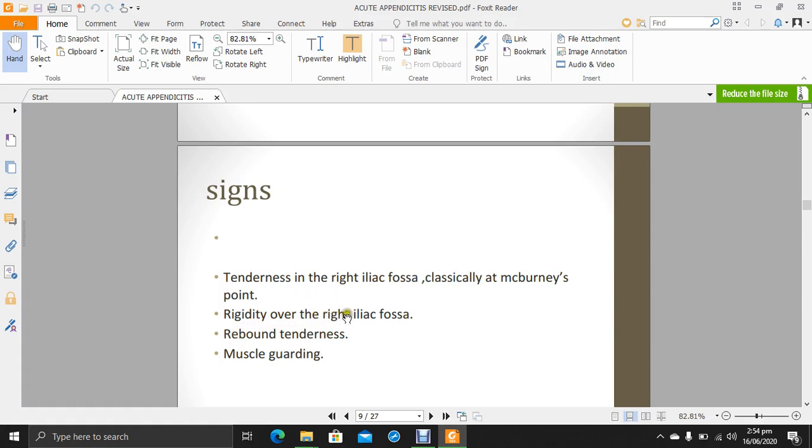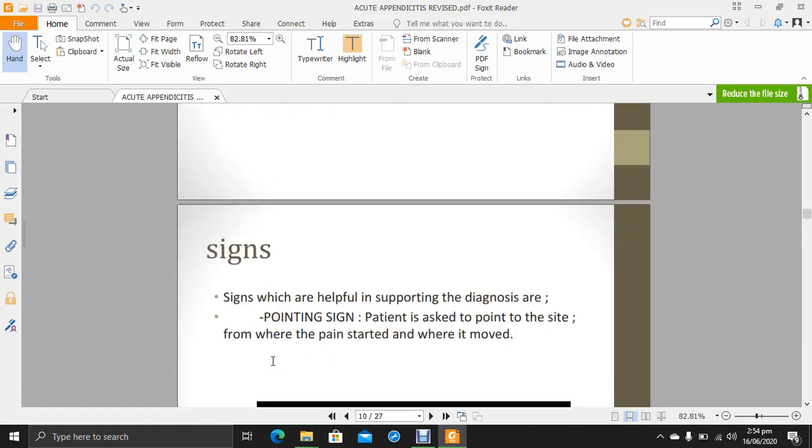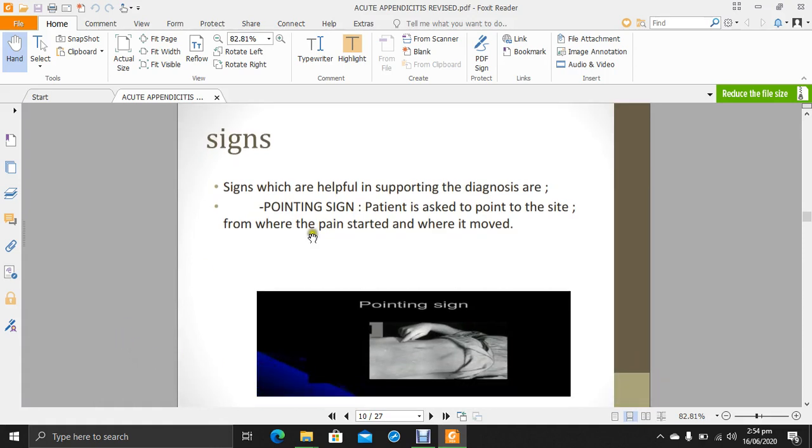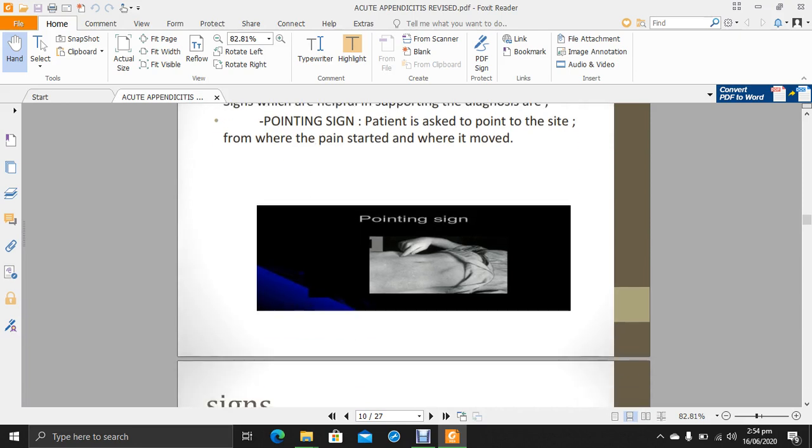And rigidity over the right iliac fossa will be there, with rebound tenderness. Once you push and then you leave it, tenderness will occur again, and the patient will guard the region to avoid pain. So the signs which are helpful in supporting the diagnosis are pointing signs. The patient himself will tell you the area of maximum pain, pointing with his finger that this is the site of maximum tenderness.